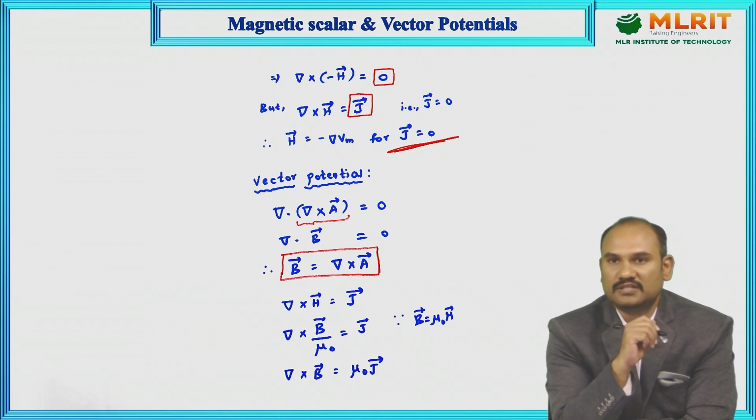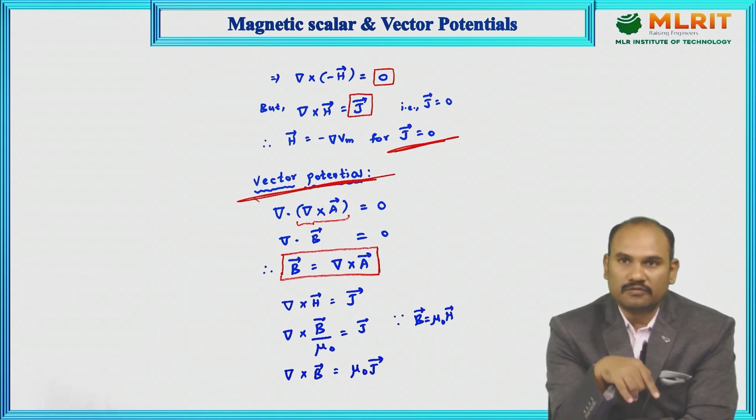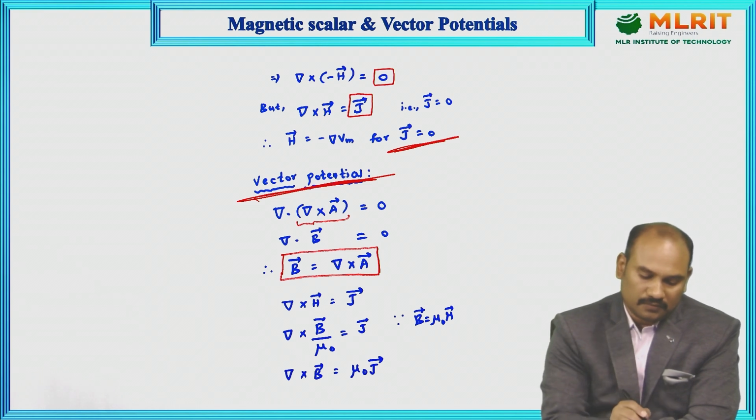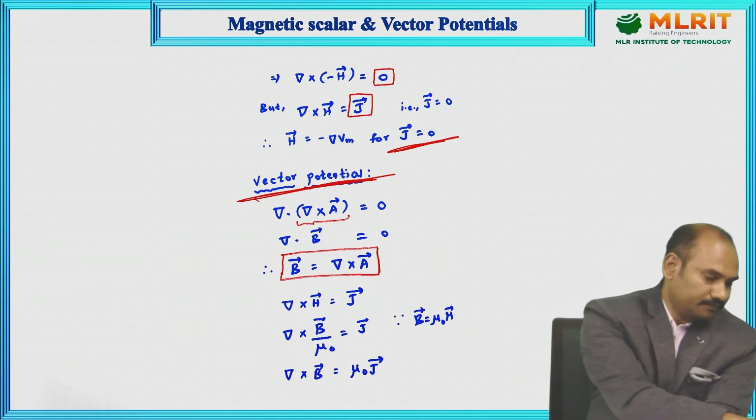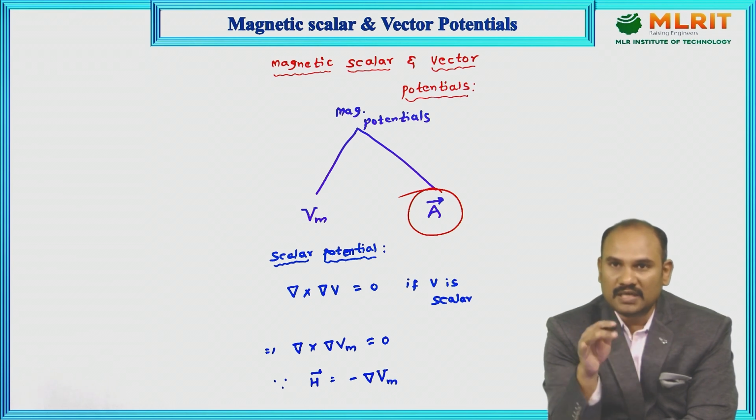0 means does not exist. Next, let us go for vector potential. There also does it remain the same. Now, if I say A bar is vector magnetic potential, just by saying it will not become vector magnetic potential. It has to be validated.